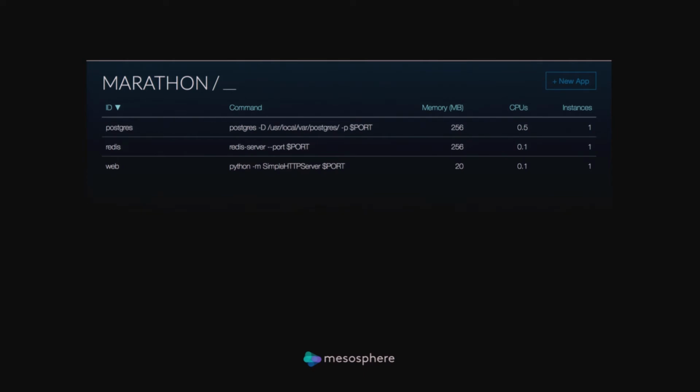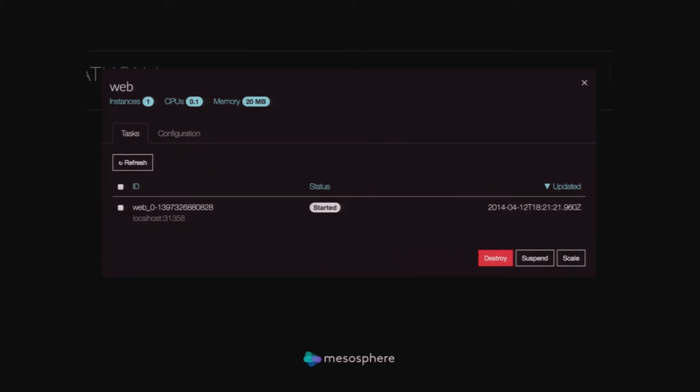So it tells me how many resources are being used by this application. I can see all the different instances of this application running in the cluster. So in this case, there's just one running on localhost port 31358. Applications have different states. It'll tell you if it's staging that application right now and when it started.